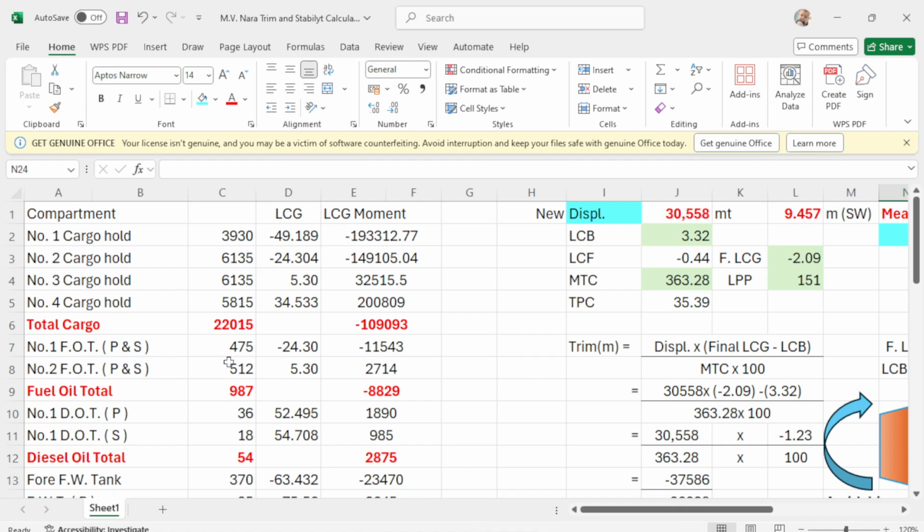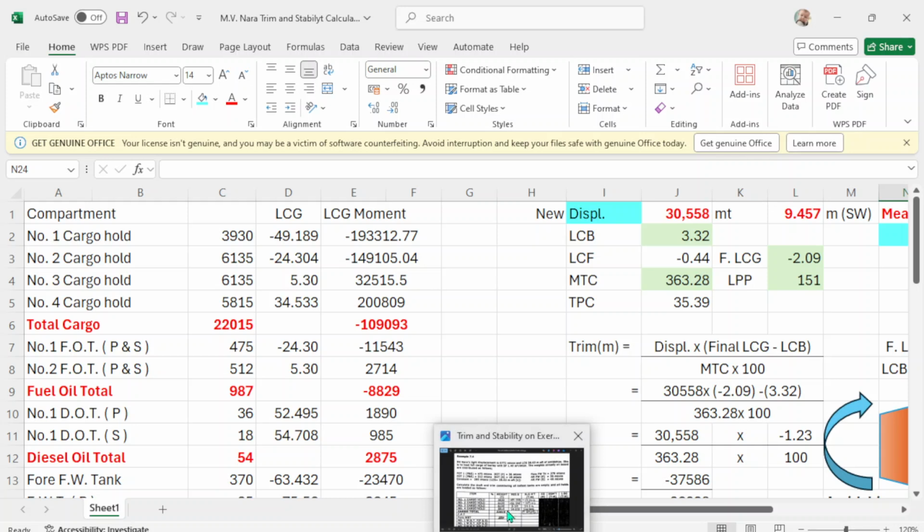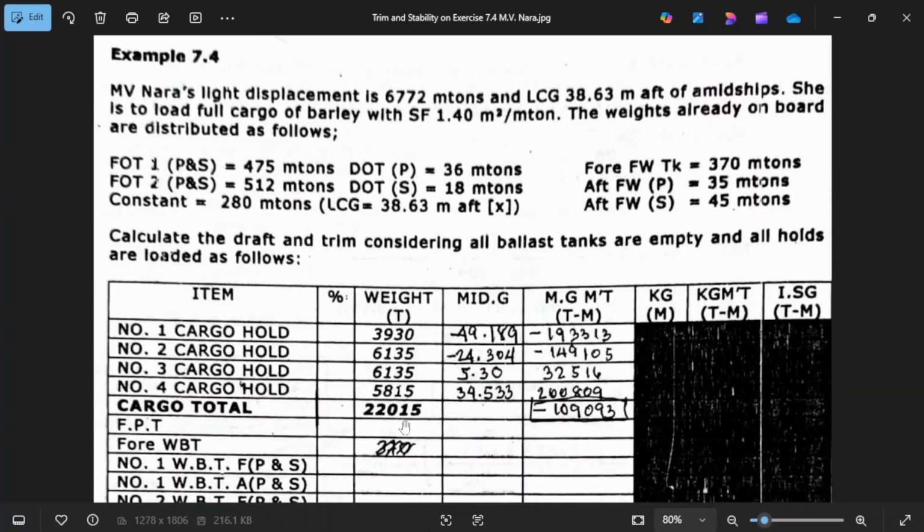So the total cargo is 22015, and the LCG moment is negative 1090993. So I got here 22015.